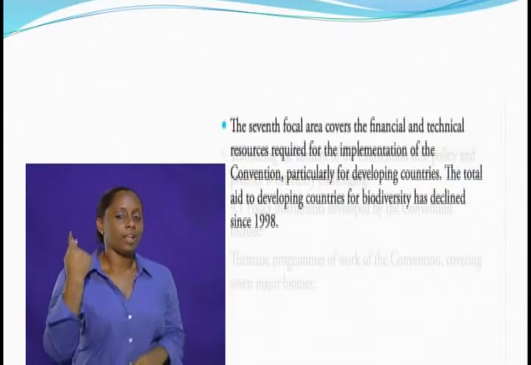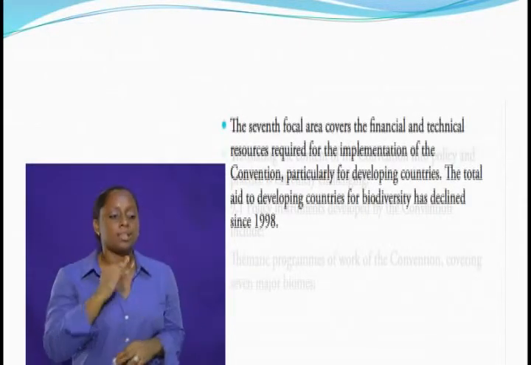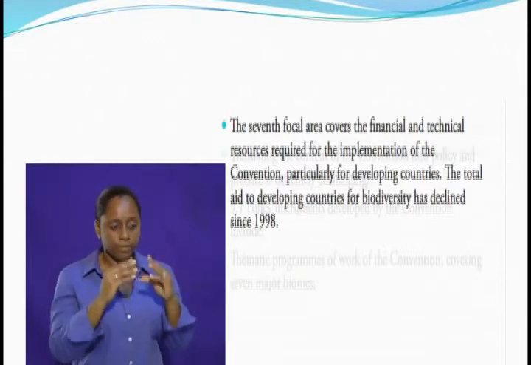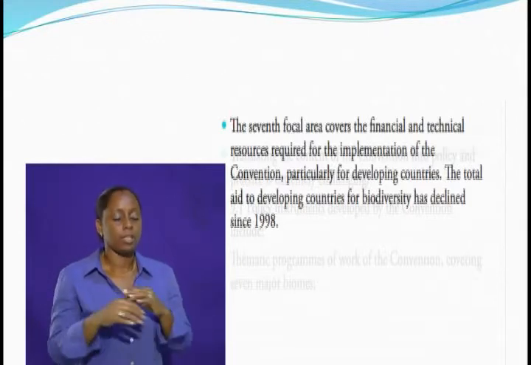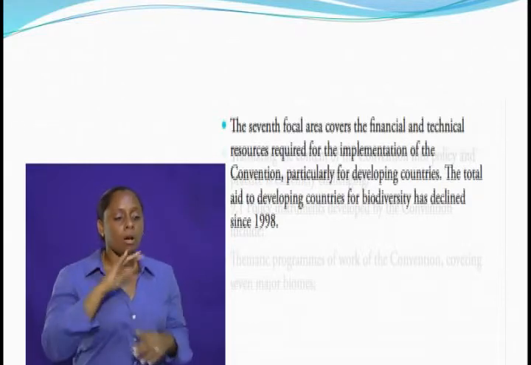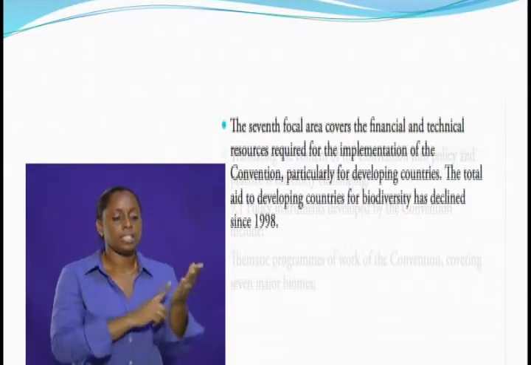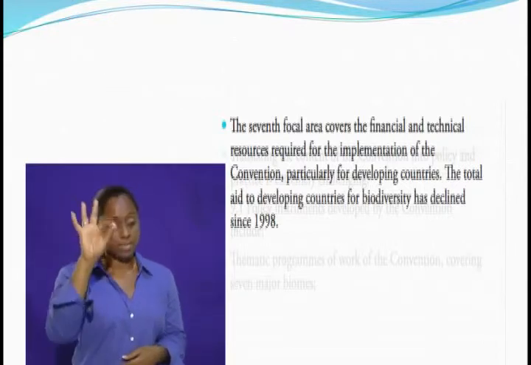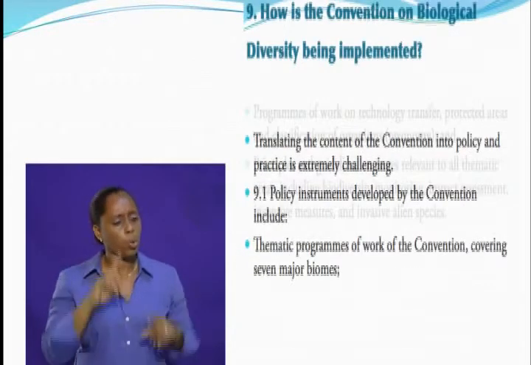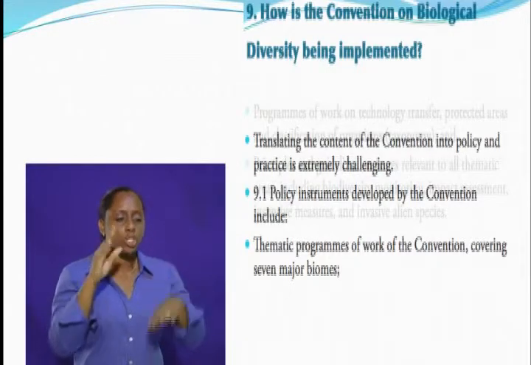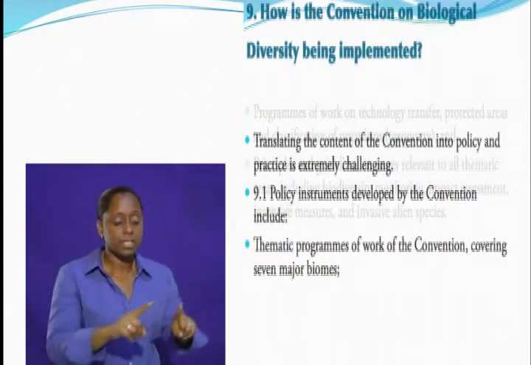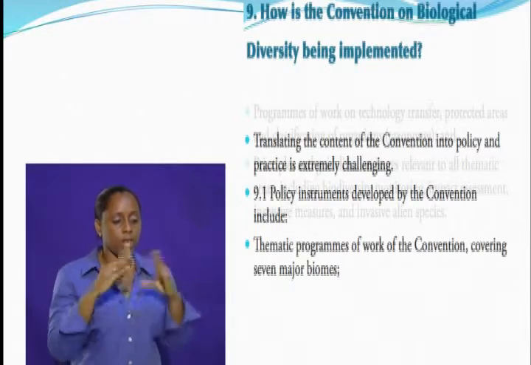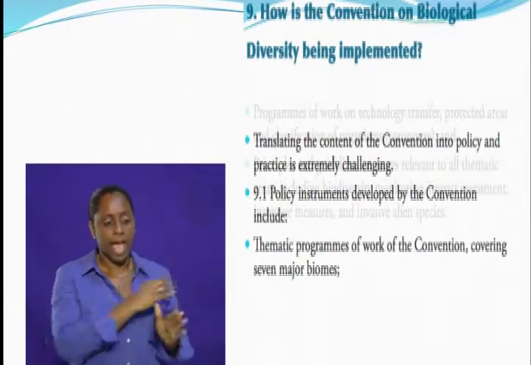The seventh focal area covers the financial and technical resources required for the implementation of the Convention, particularly for developing countries. The total aid to developing countries for biodiversity has declined since 1998. How is the Convention on Biological Diversity being implemented? Translating the content of the Convention into policy and practice is extremely challenging.